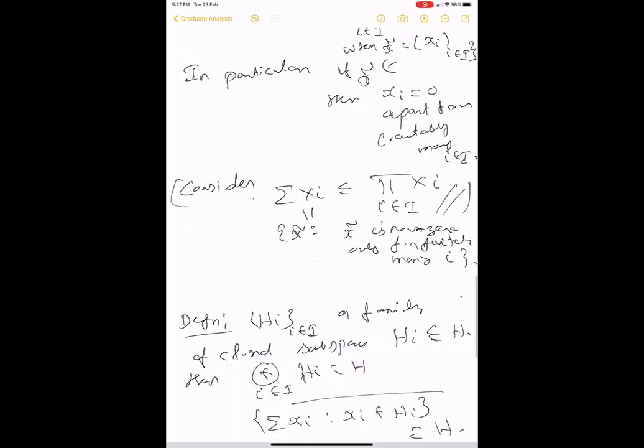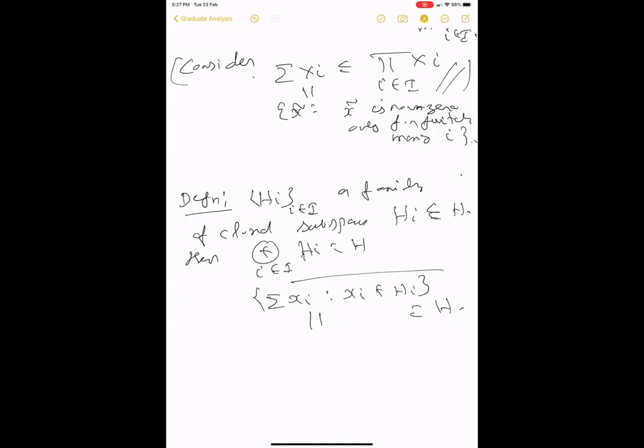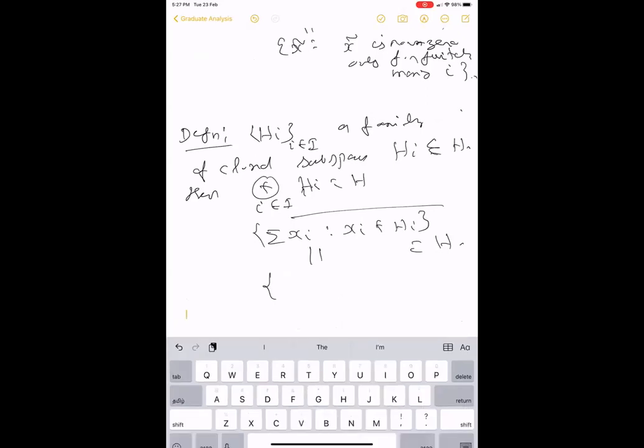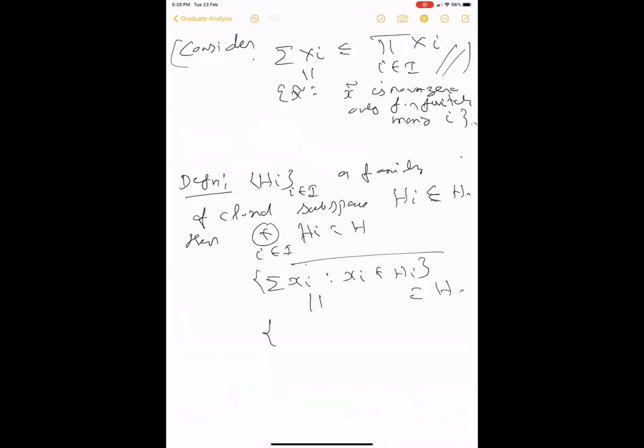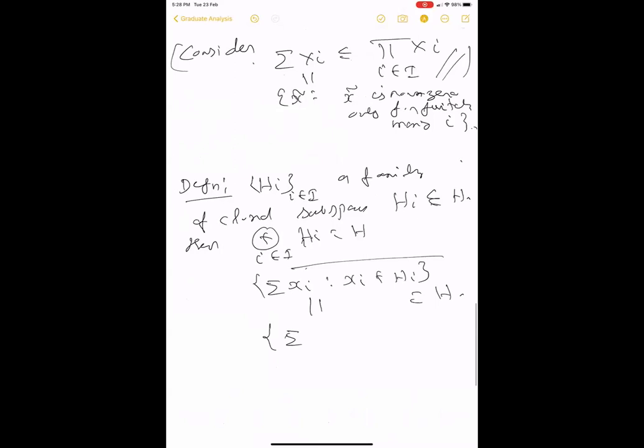Direct sum means you take the summation of xi, then you take the closure with respect to the L2 norm, and that is equal to H. But then this is precisely all those summations of xi. I mean, without the closure, I'm just saying this is equal to all those summations of xi. Here it's a finite sum, I'm sorry. Let me write it again. I'm defining the direct sum as you take finite sums.